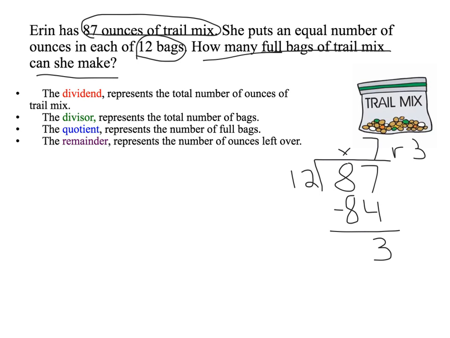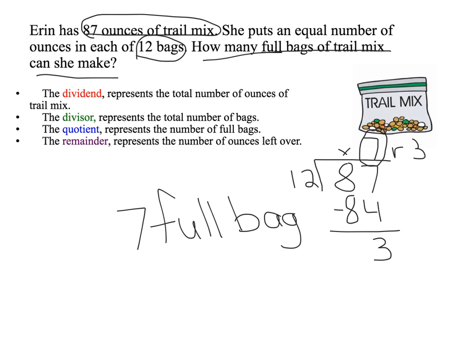But my question asks how many full bags of trail mix can she make? Well, you can't have remainder 3 bags. So the full amount of bags, you can only make 7 full bags, and she's got some left over. So our answer to this question is 7 full bags. So we only needed to know the quotient. We did not need the remainder in this problem.